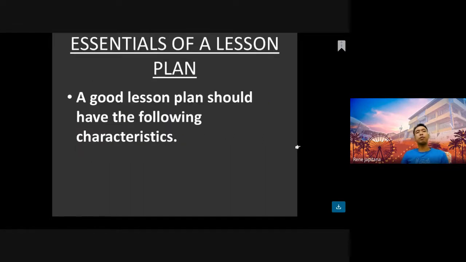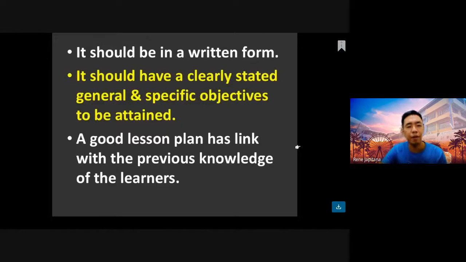So let's proceed now to the essentials of a lesson plan. A good lesson plan should have the following characteristics. So, what are the characteristics, the essentials of a lesson plan? Number one, it should be in written form. Of course, it's not a verbal one because it's a plan. It should have clearly stated general and specific objectives to be attained.